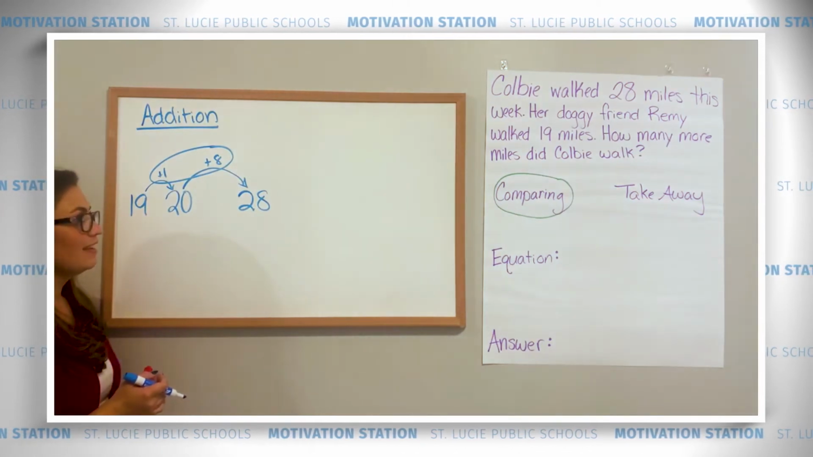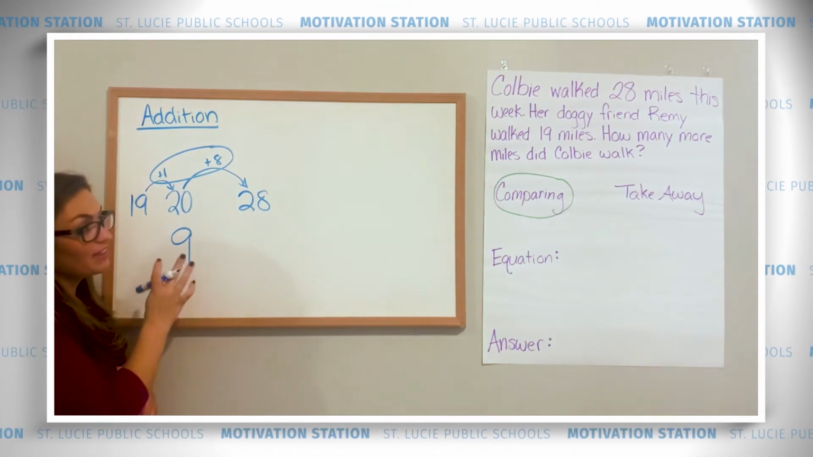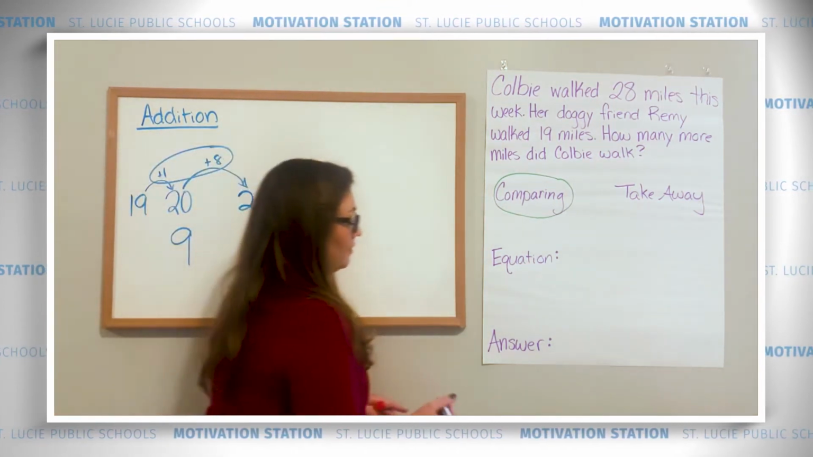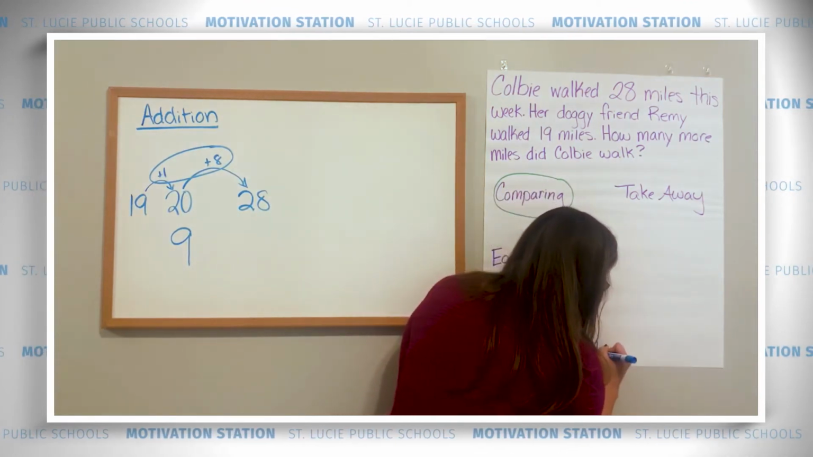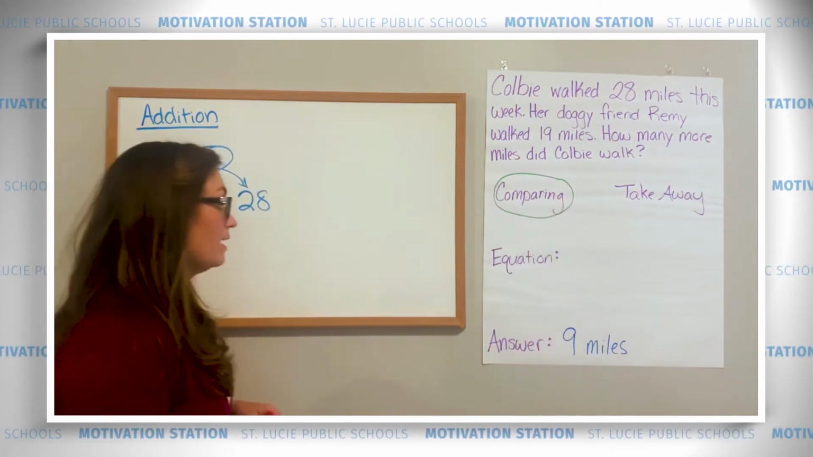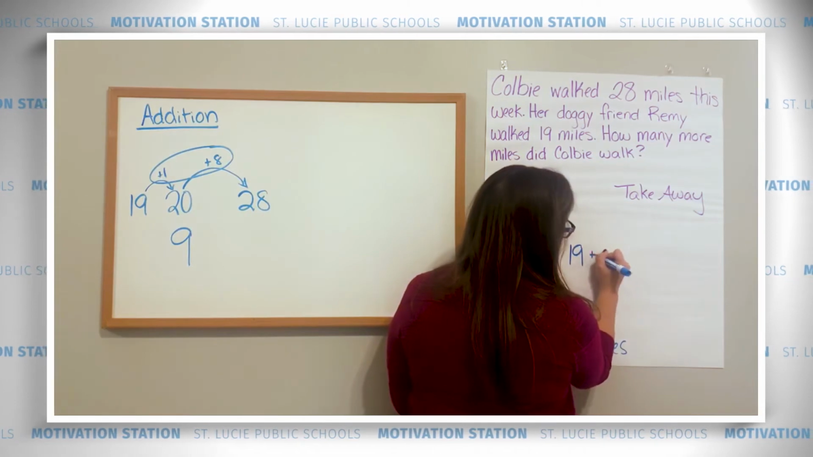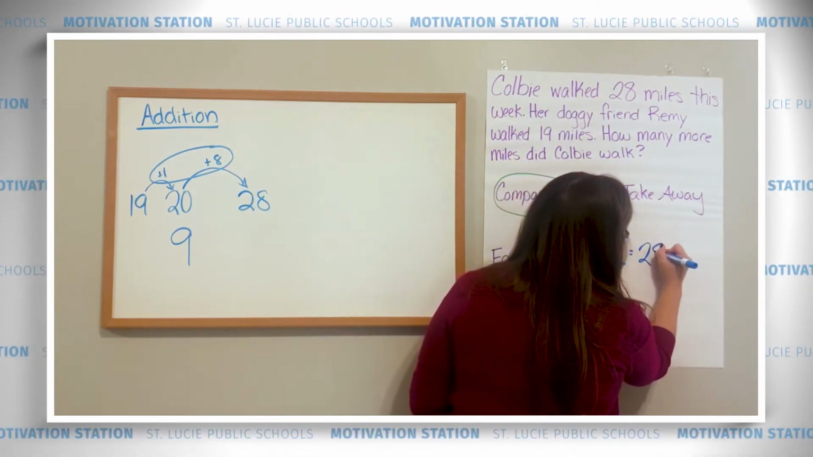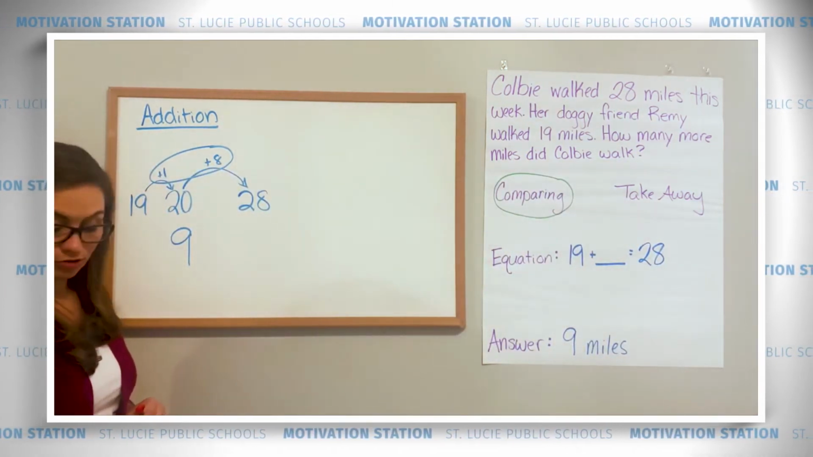Then I need to figure out what my two jumps together equal. Well, that's easy. 1 plus 8 is 9. So the difference between the number of miles walked is 9 miles. So our answer is 9 miles. My addition equation that I solved was 19 plus what number equaled 28. Now, for subtraction.